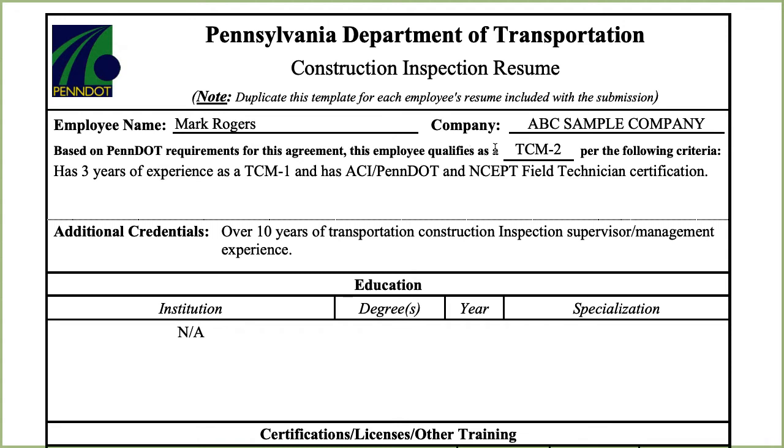The first thing to note is that what we're trying to do with this construction inspection resume is have Mark approved to qualify for a specific level of construction inspection. That's what they're asking for in this first blank space. Based on PennDOT requirements for this agreement, this employee qualifies as a blank per the following criteria. Unless you know this off the top of your head, you're going to need a construction inspection chart. Let me pull that up for you right now and show you where that information is coming from.